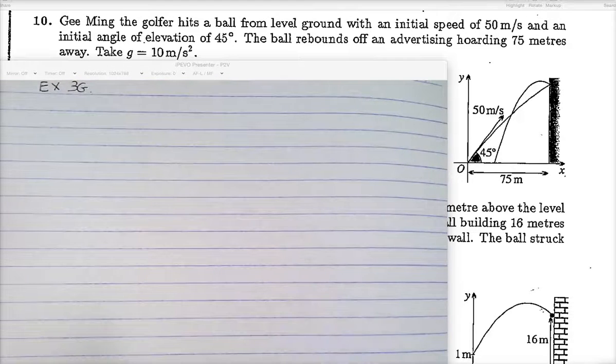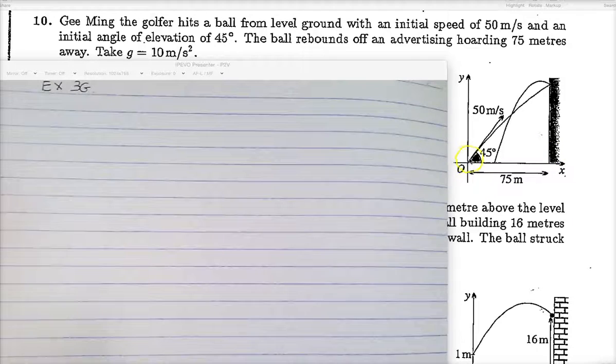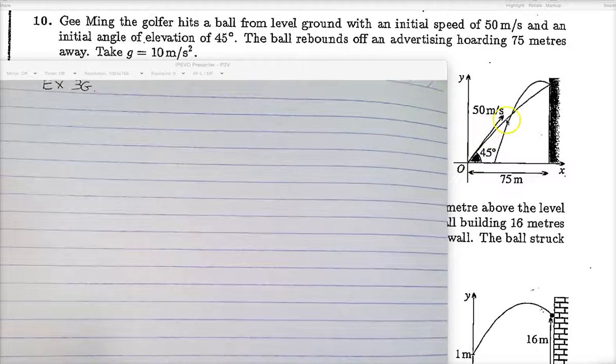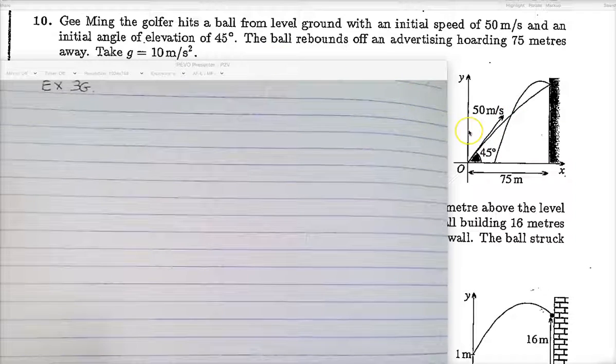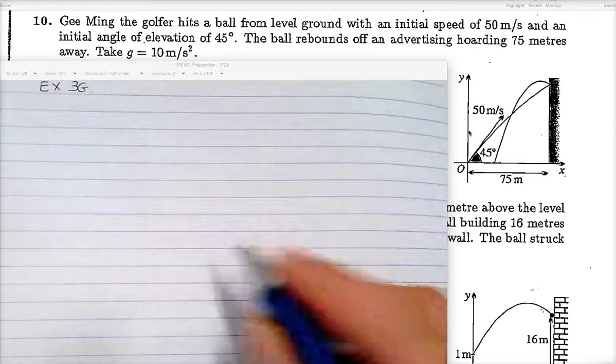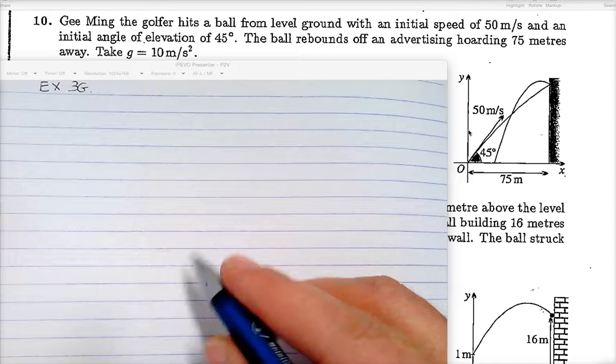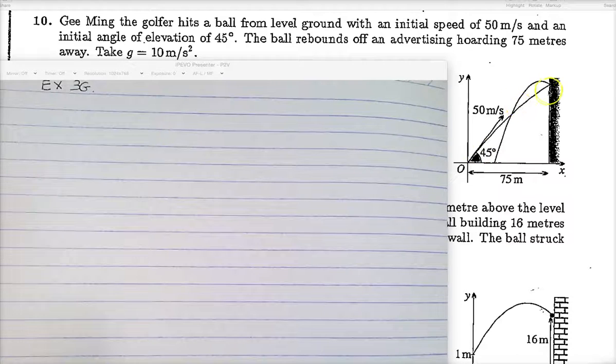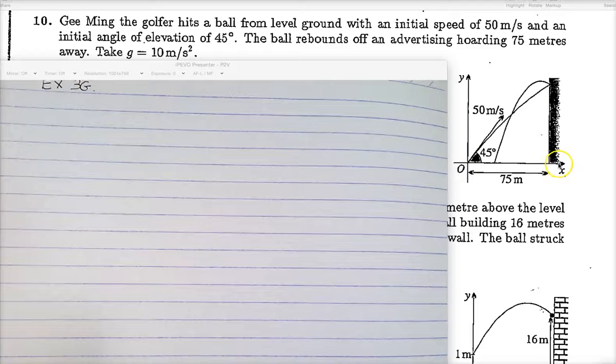Exercise 3G, projectile motion. Ji Ming, the golfer, hits a ball from ground level with an initial speed of 50 meters per second and an initial angle of elevation of 45 degrees. The ball hits, for example, here, and rebounds off an advertising board 75 meters away. I might do it in two colors, okay?